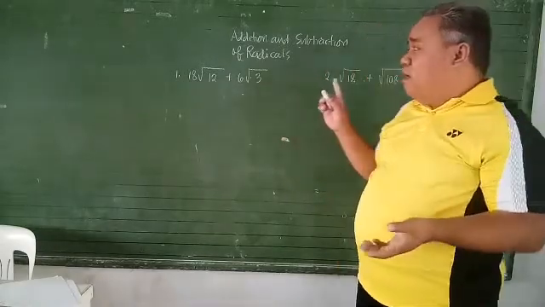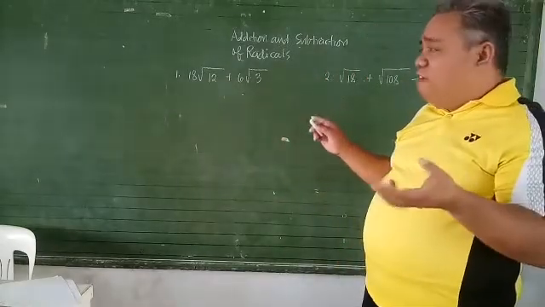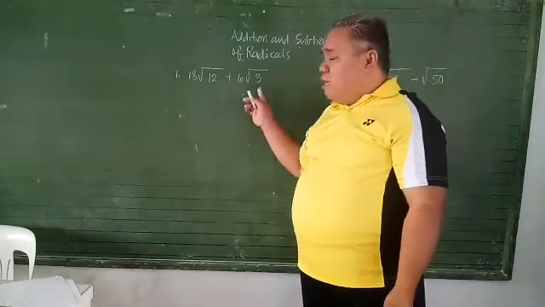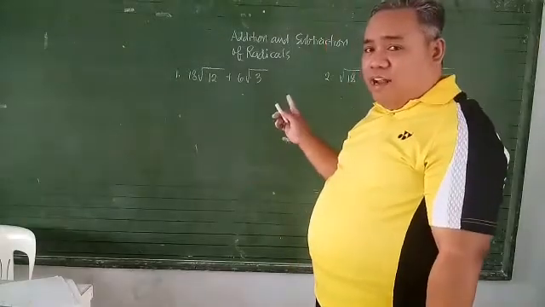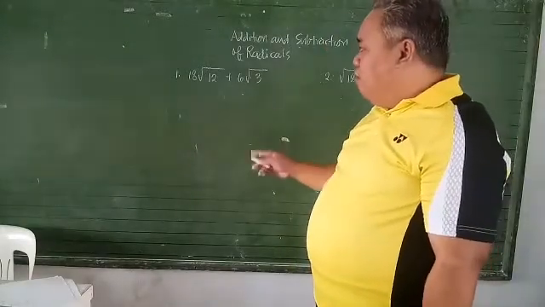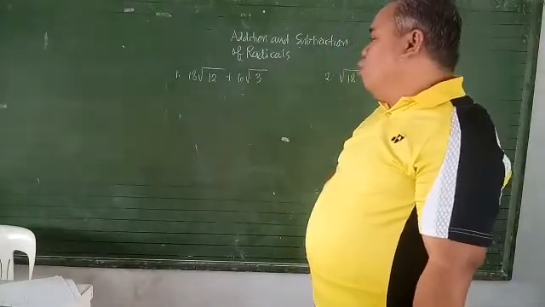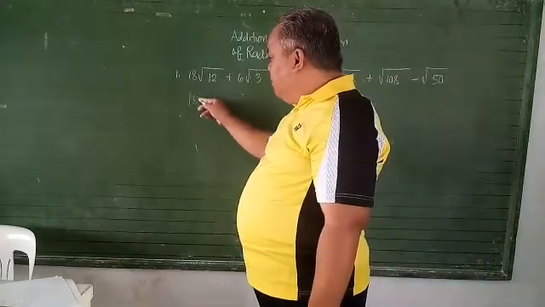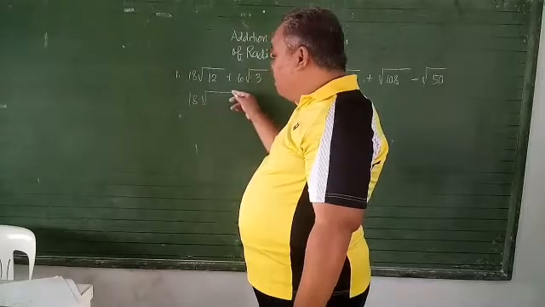So, how to add this one? All you have to do is to simplify first. Kasi baka in simplifying these two numbers, there were times na maging pareho sila ng radical. Okay, so let's try to simplify. So in this case, we have 18 square root of 12.